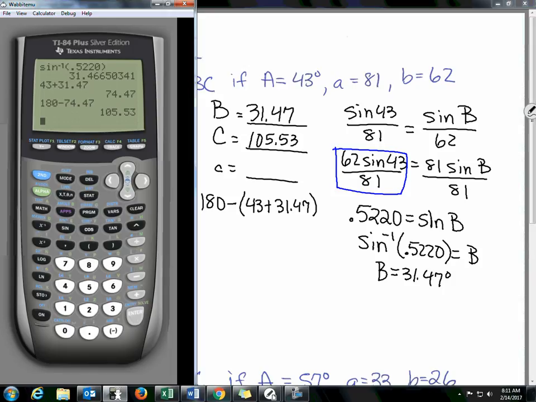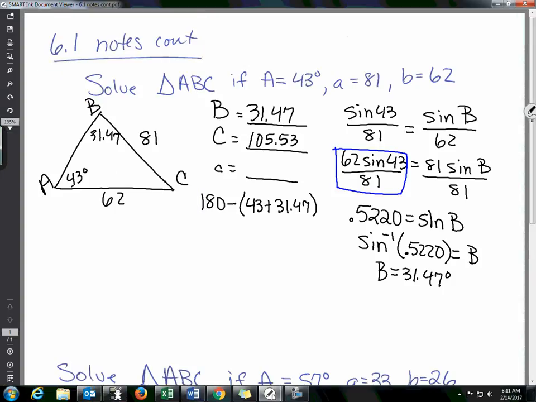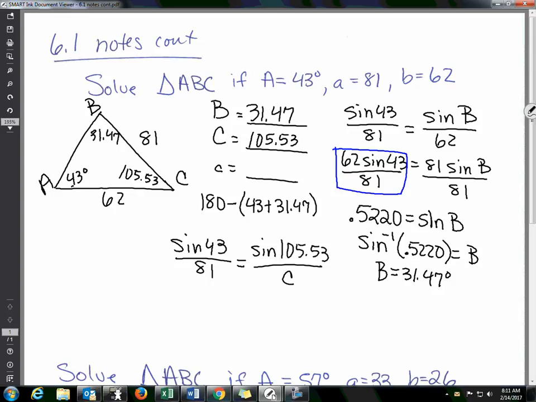Now to solve for little c, this is just like what we did yesterday. So angle C is 105.53. For little c, you just set up the proportion, you cross multiply and divide. So you take sine of 43 over its side length, which is 81, equals the sine of 105.53 over little c. So you cross multiply, you get c sine 43 equals 81 sine 105.53. Divide by the sine of 43.